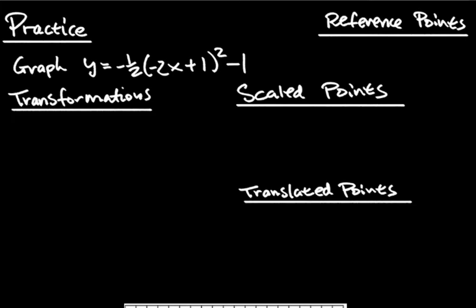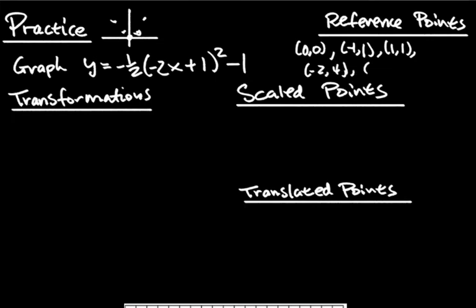So let's look at the reference points for a parabola. Easiest ones to deal with are just going to be here, here, here, here, and here. So you want those 5 points, which are going to be the origin, negative 1, 1, and 1, 1, and then the 2's. Negative 2, 4, and positive 2, 4.